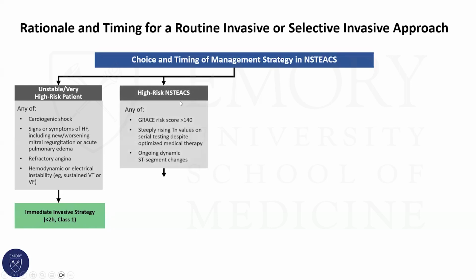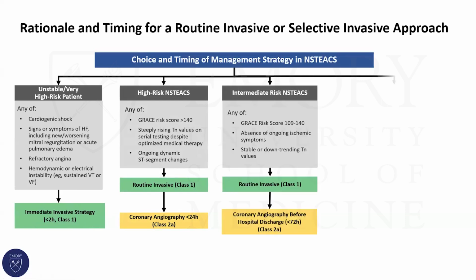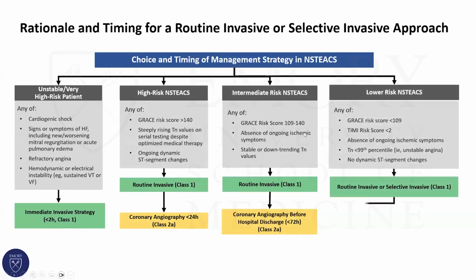If the patient has a high-risk non-STEMI ACS with a GRACE risk score greater than 140, that's again been listed in the document as a reminder to people, steeply rising troponin values and dynamic ST segment changes, routine invasive is again recommended, with timing sooner rather than later, generally less than 24 hours, as a class 2A. If the patient has an intermediate GRACE risk score, between 109 and 140, absence of ongoing ischemic symptoms, stable downstream troponin, again, routine invasive is recommended, with timing of angiography sooner rather than later, generally before hospital discharge or less than 72 hours. That's a class 2A.